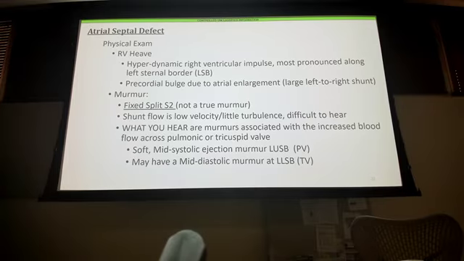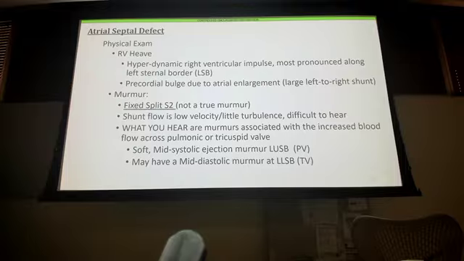Other things that you might notice on your physical exam: there may be a right ventricular heave because that right ventricle is having to squeeze harder because of all that extra volume and pressure that exists because of that left to right shunt. But the pathognomonic thing that all of your standardized tests are going to put down when they want you to pick ASD as the answer is this fixed split S2. Okay? It's not a true heart murmur.